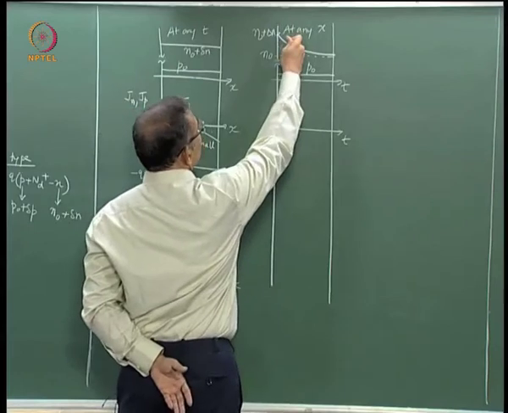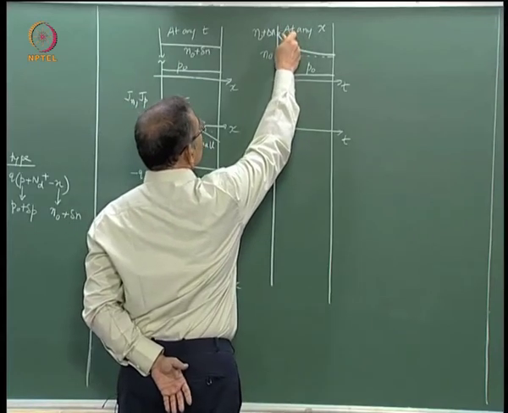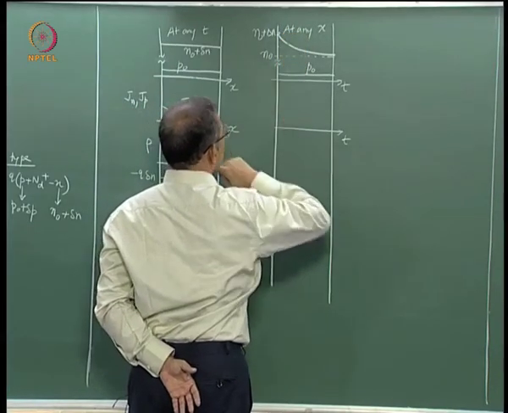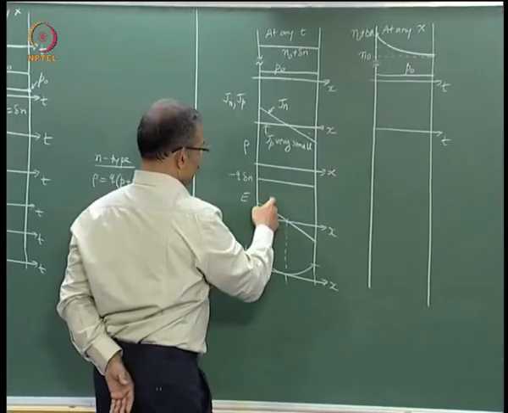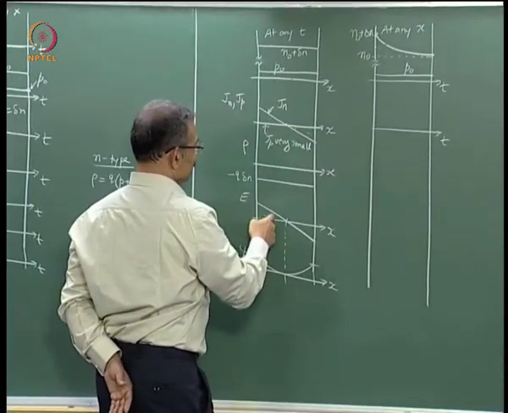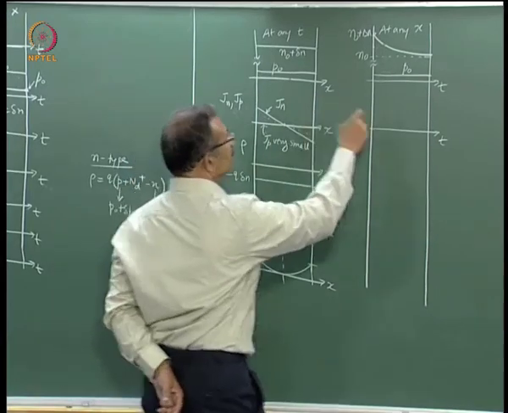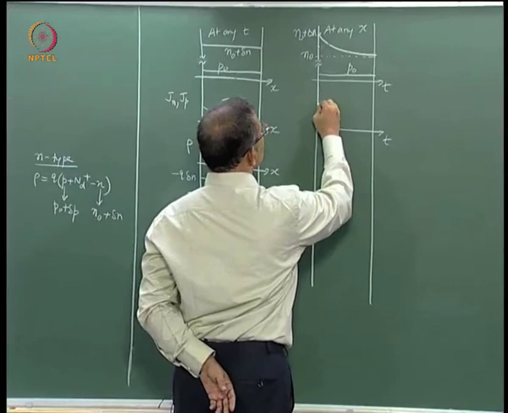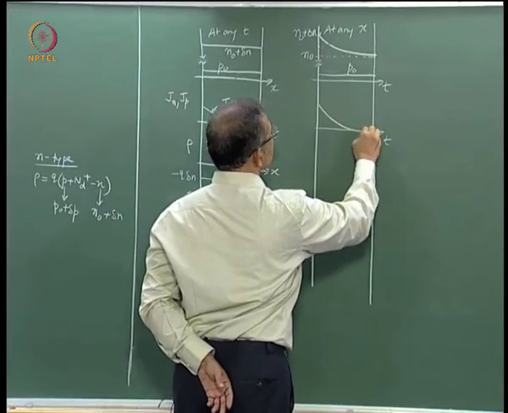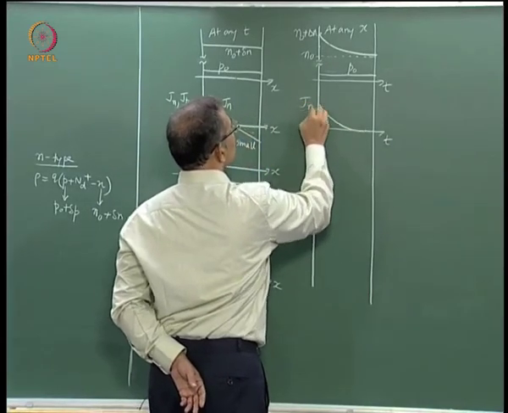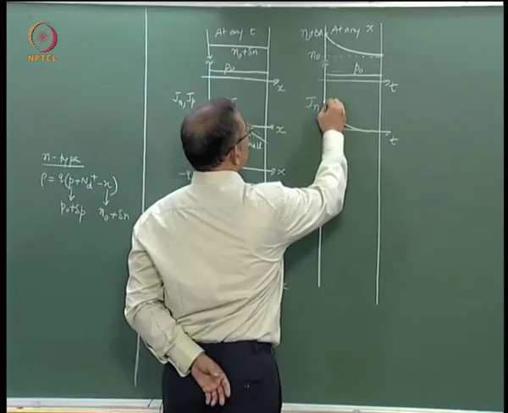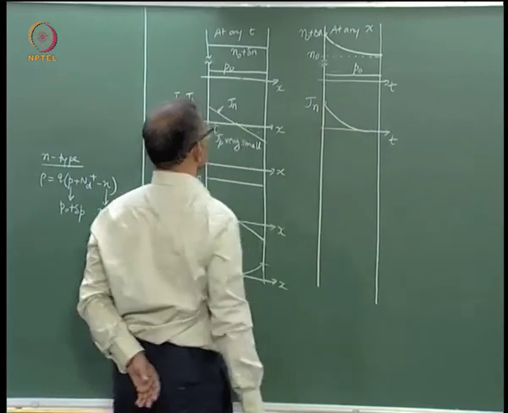So since the current will be proportional to the carrier concentration and the electric field, okay, at any x you have some electric field here. Now electric field is also dropping, right? Carrier concentration also is dropping, so the current Jn would be something like this as a function of time. Jp we really do not show because it is really very, very small.